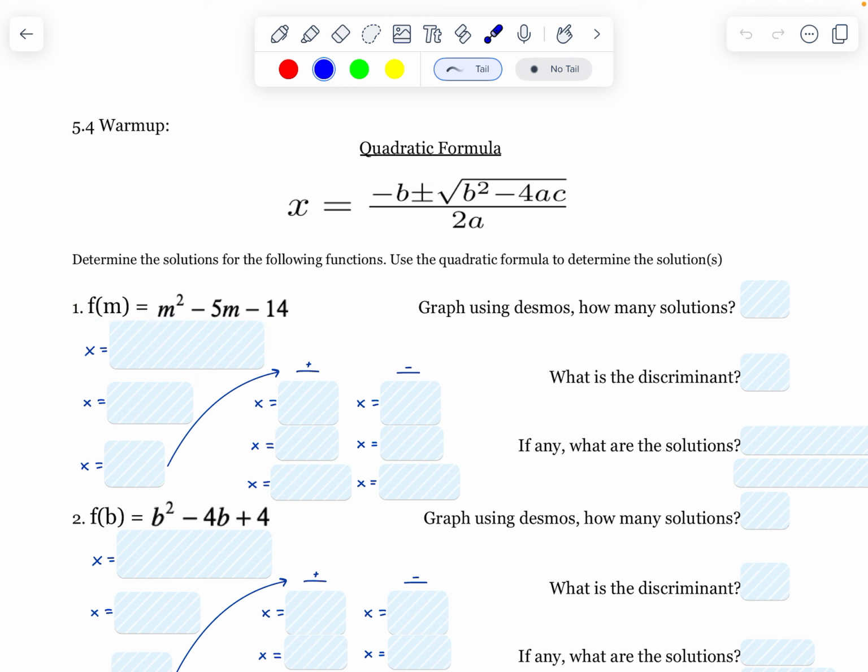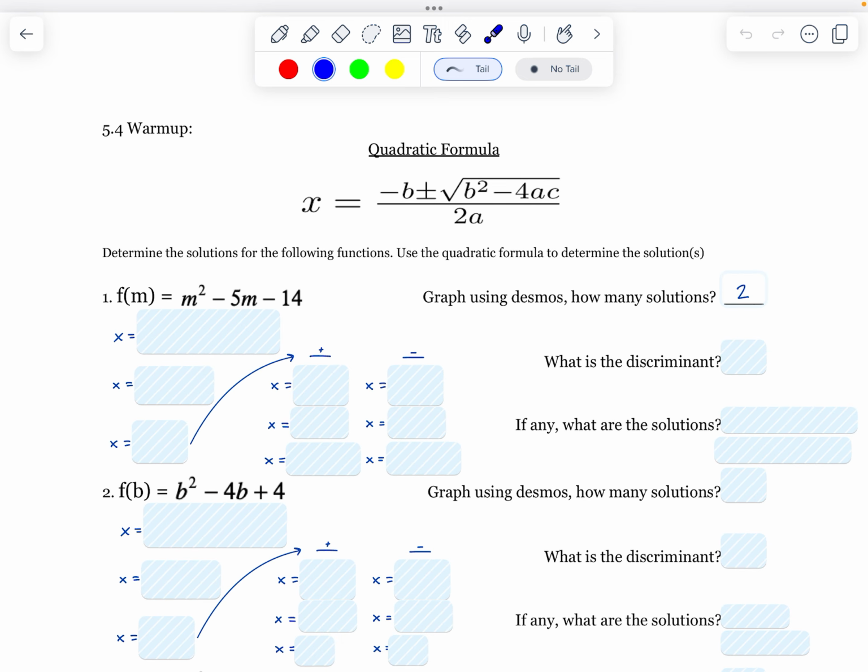If I graph this in Desmos and it doesn't end up giving me anything, I can just change all of those m's to x's. Right, so I would have x squared minus 5x minus 14. When I graph this in Desmos, I will have two solutions, right? So here's what my quadratic could look like, where I have one solution here and one solution there.